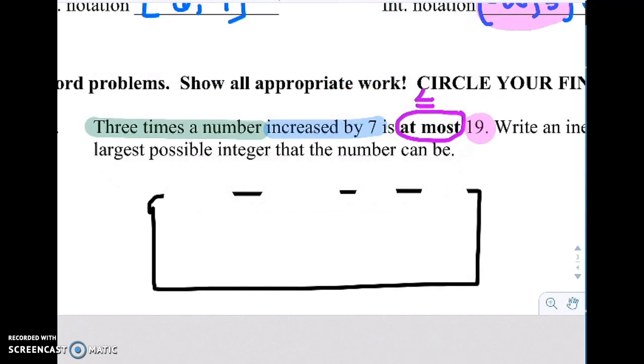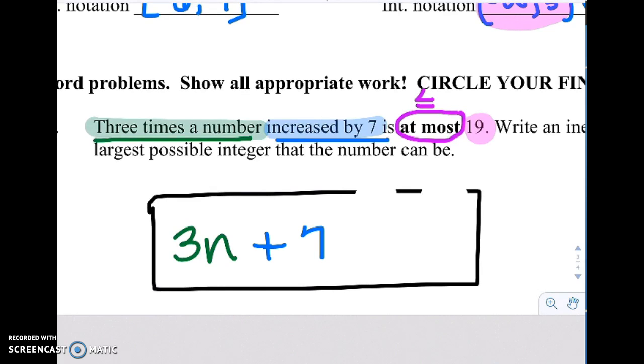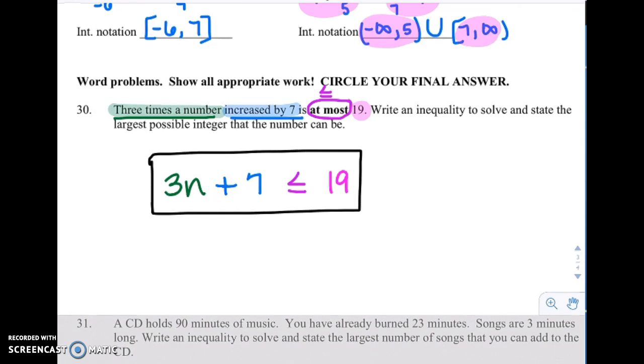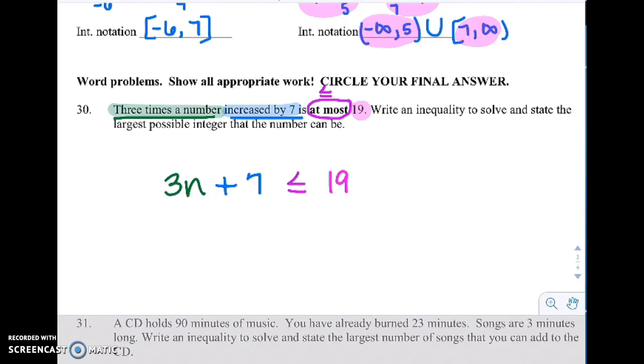Okay, so now 3 times a number. That would be represented with 3n. Increased by 7 is represented with plus 7. At most is represented with less than or equal to, and 19 is represented with the number 19. Okay, so in class we just translated these, but we actually are going to solve this because I want to be able to answer what the largest integer that the number can be would be.